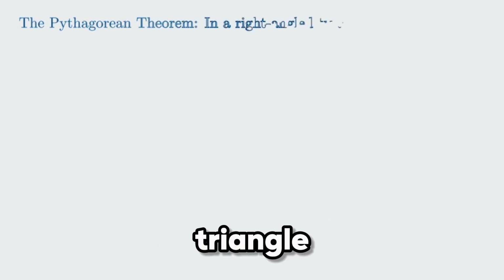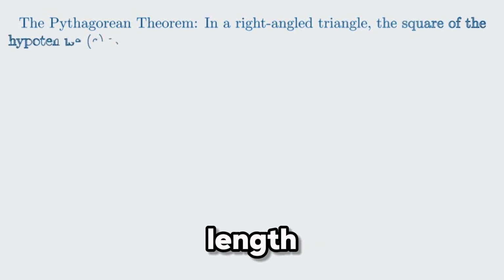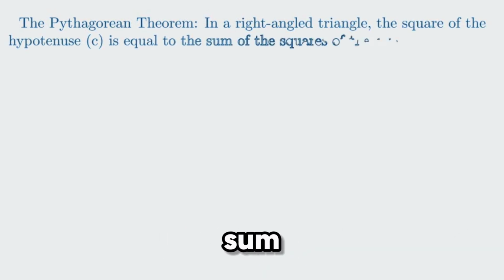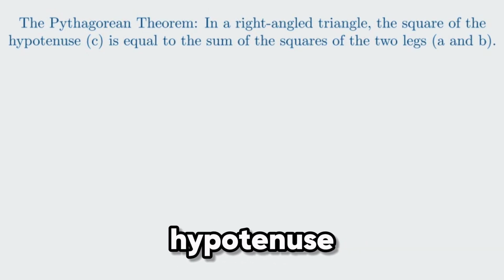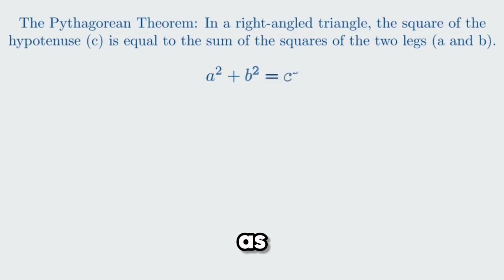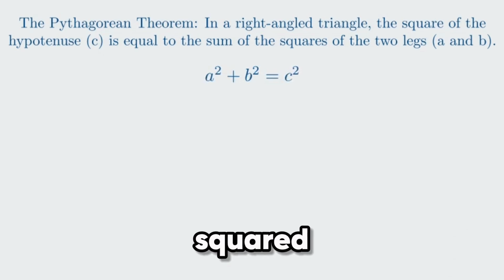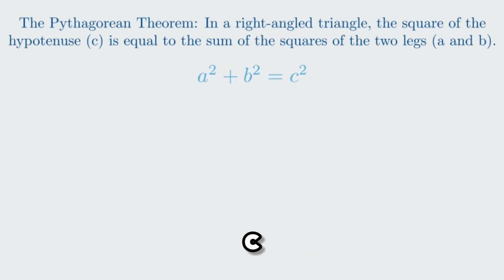Now that we know the parts of a right triangle, we can state the theorem itself. It's a remarkably simple and beautiful formula. The Pythagorean theorem says that in a right-angled triangle, the square of the length of the hypotenuse is equal to the sum of the squares of the lengths of the two legs. In other words, if we call the legs A and B and the hypotenuse C, the theorem can be written as an equation. A squared plus B squared equals C squared.